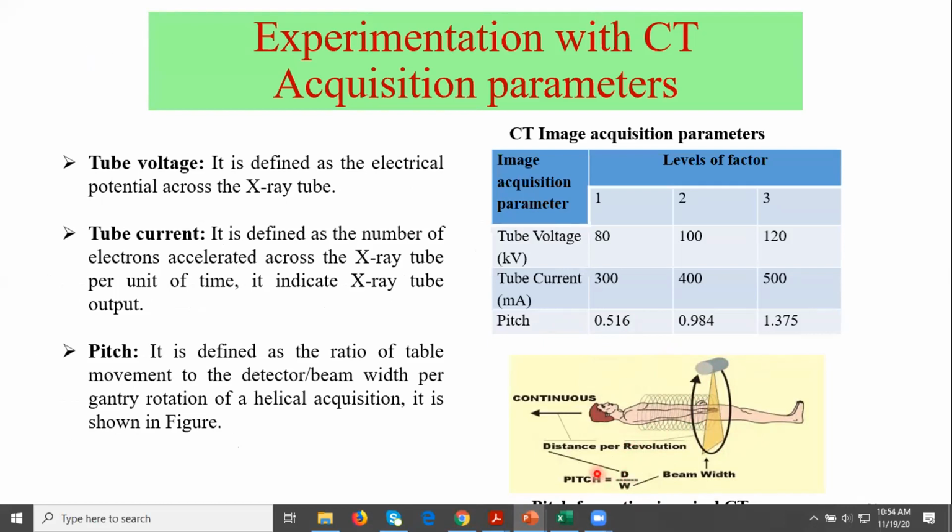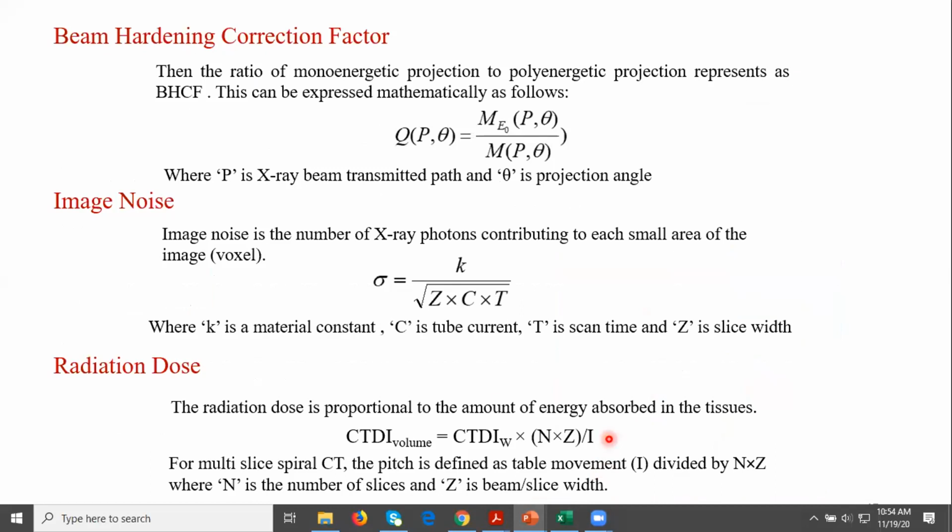In our mechanical system, we take the distance between two successive parts and consider it the pitch. But in the medical community, they take the distance per one revolution per beam width: how much beam width is there, and in that particular one revolution, how much distance is traveling. Based on that, they are calculating the pitch. So here there is a pitch. Your tube voltage is there, tube current is there, and pitch is there. So that's why we are considering three input parameters: one is the tube voltage, then the tube current, and the pitch.